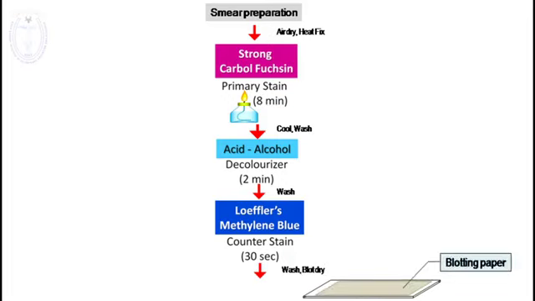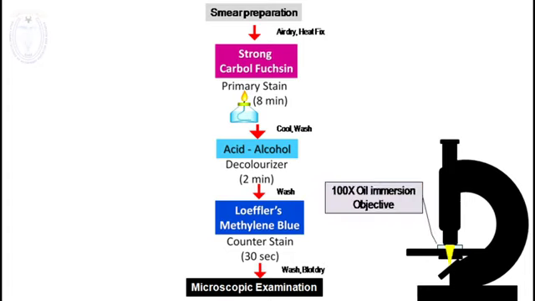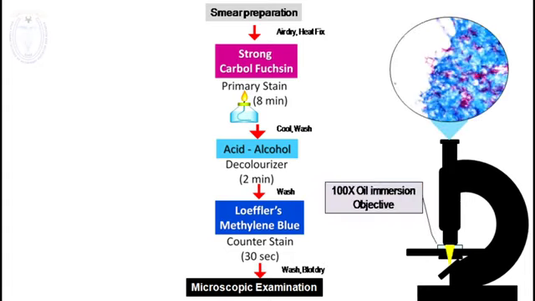After washing, blot dry the smear using the blotting paper. Now, the stained smear is ready for microscopic examination. Place the stained slide over the stage. Examine the slide under the 100x oil immersion objective. With this, we are coming to the end of the acid-fast staining technique.